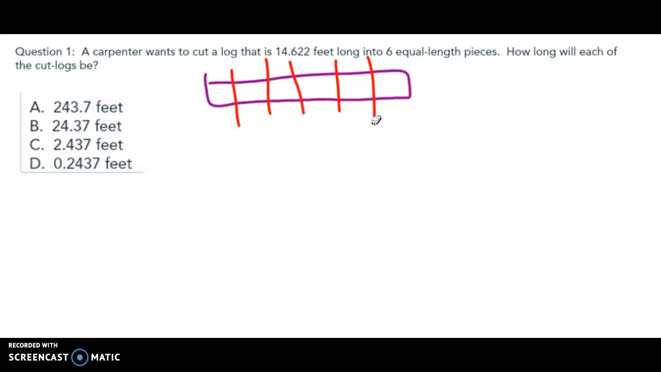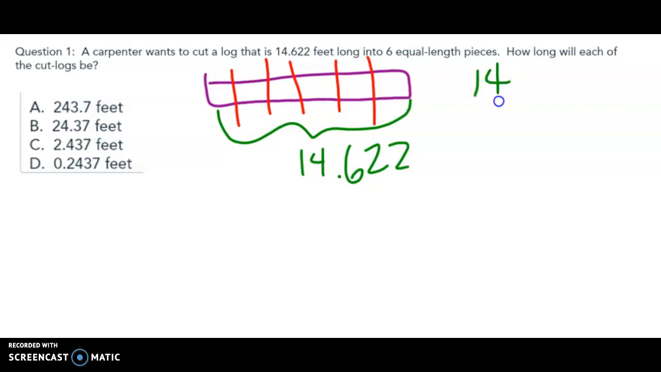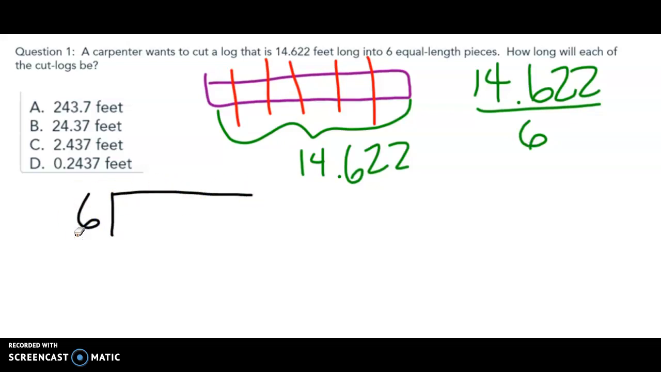We want to make sure we know our whole and our part. The log is the whole thing, the 14 and 622 thousandths, and each piece, each cut is the part. So we are going to divide 14 and 622 thousandths divided by 6 because we have 6 pieces. So all fractions mean divide. Write your denominator outside. 6 is outside, and inside is our 14 and 622 thousandths.